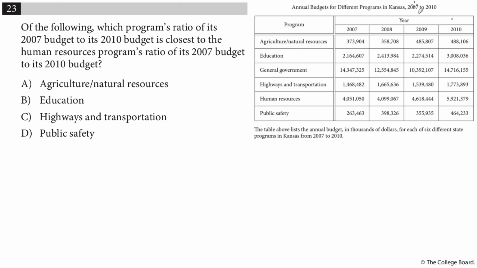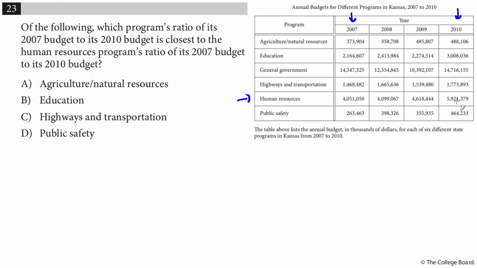All right, so we have the same chart from the previous problem. In this one, they want to say, of the following, which program's ratio of its 2007 budget to its 2010 budget is closest to the human resources program ratio of its 2007 to its 2010 budget? So basically, I want to compare a bunch of ratios from 2007 to 2010. Now, I can actually divide them either way as long as I keep it the same, but all I need to do is just look at this piece by piece. So I want to compare it to human resources.